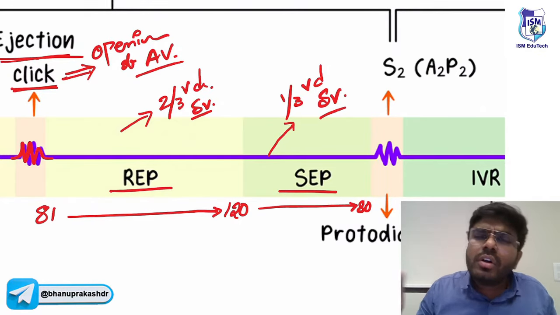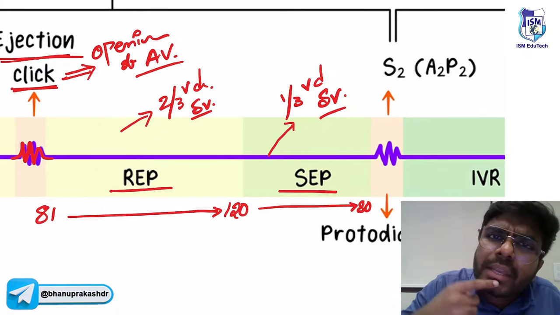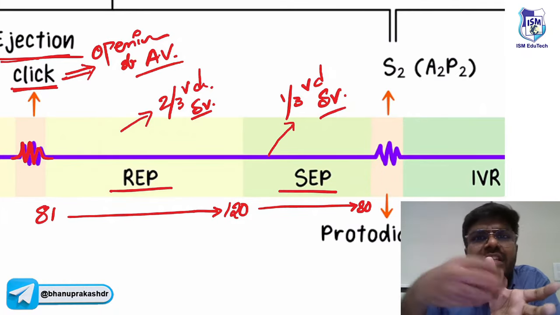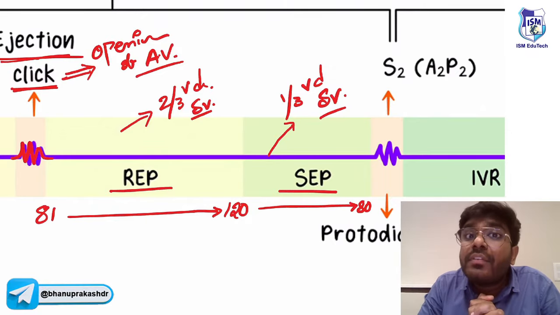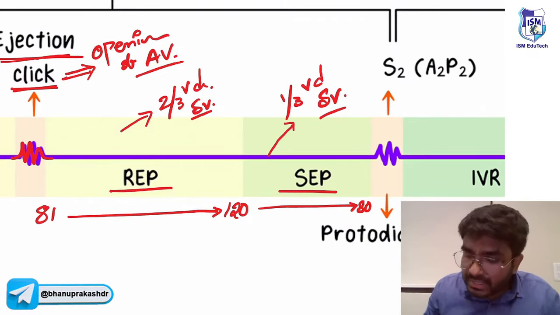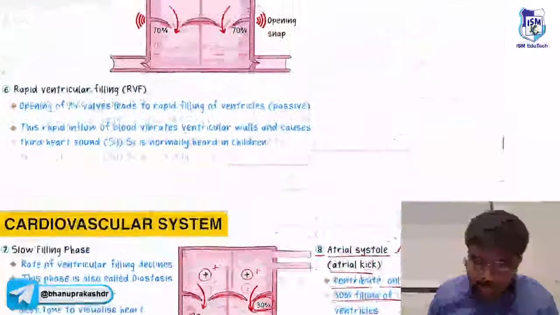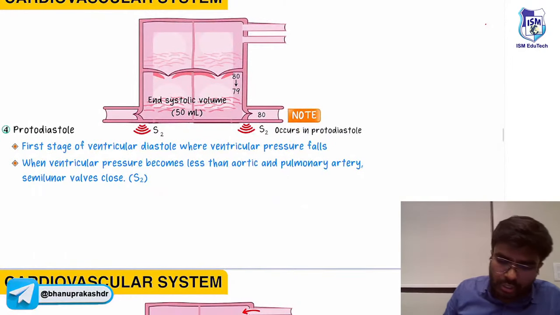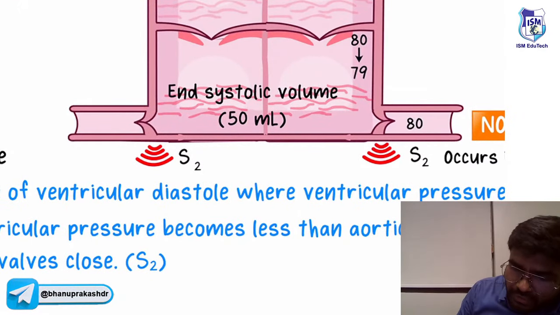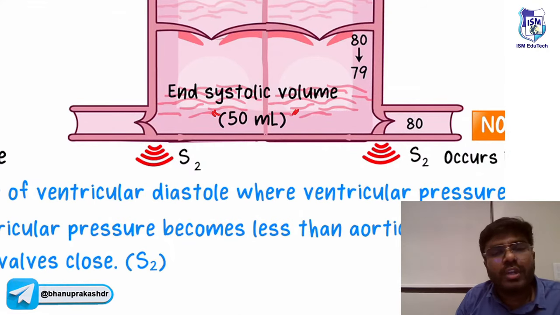Out of 120, if only 70 is coming out, how much is left over in the ventricle? Still some is left over, right? 50 is left over. That 50 is called the end-systolic volume.